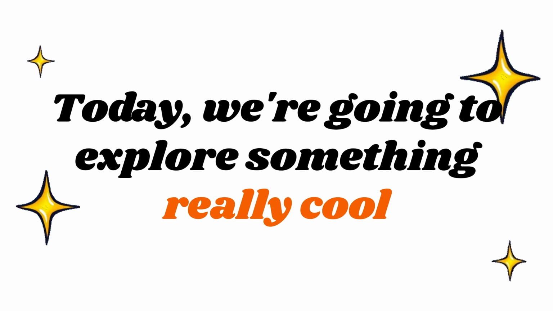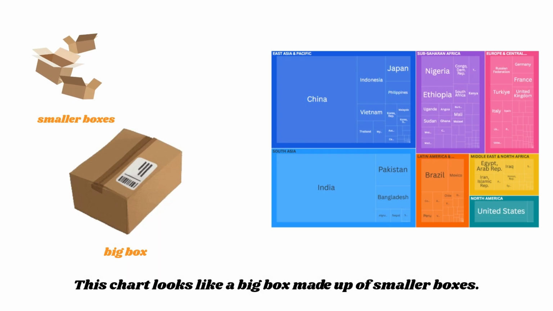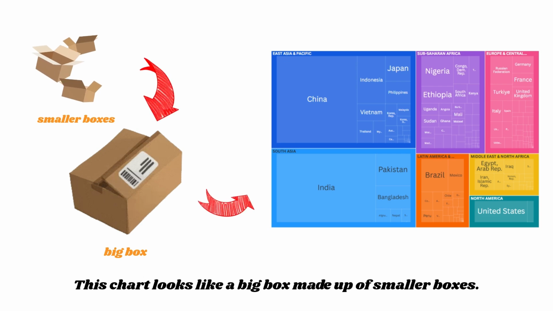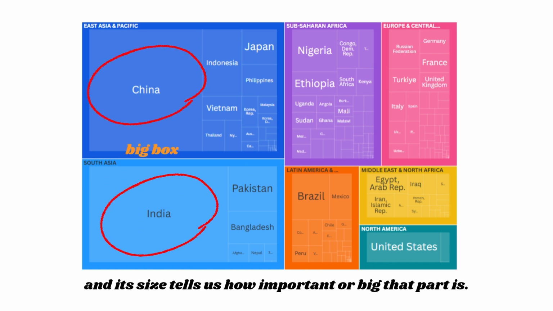Hey everyone! Today, we're going to explore something really cool. Treemap charts. This chart looks like a big box made up of smaller boxes. Each box shows a part of our data, and its size tells us how important or big that part is.